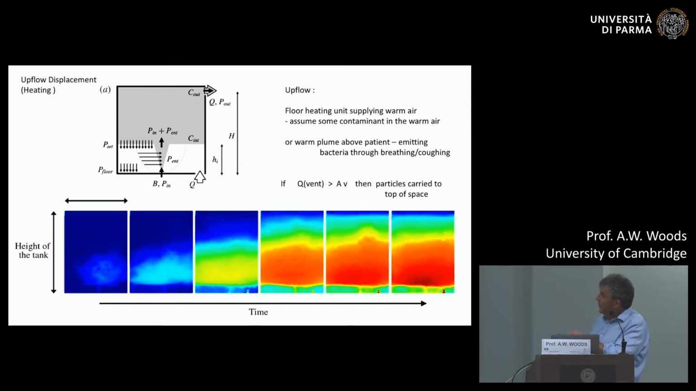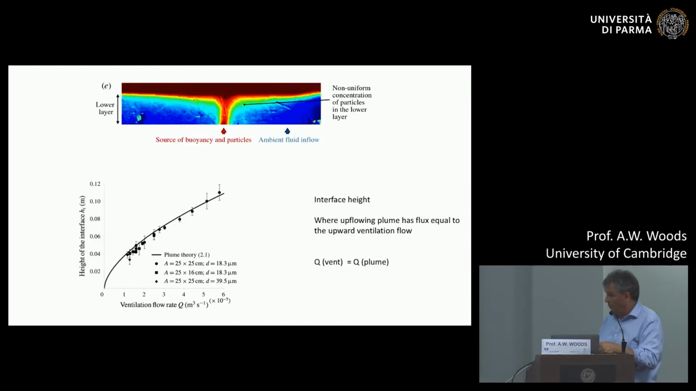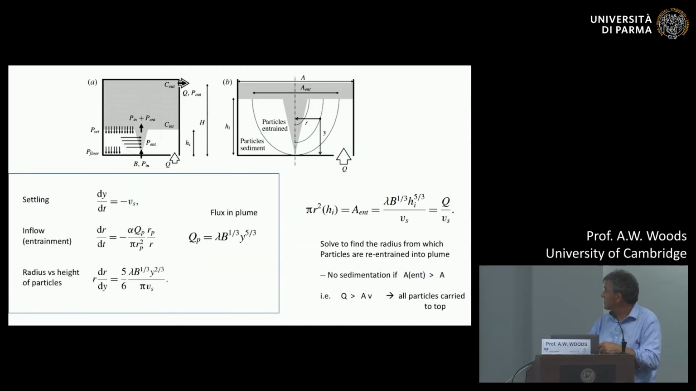Well, of course, when they fall out, they may get re-entrained into the plume. And it turns out that the area over which you can re-entrain particles exactly equals the ventilation flow. And so, whoops, I'll just press on. So what happens is, if we model how particles sediment from the bottom of this top layer, the particles fall out vertically with their fall speed.